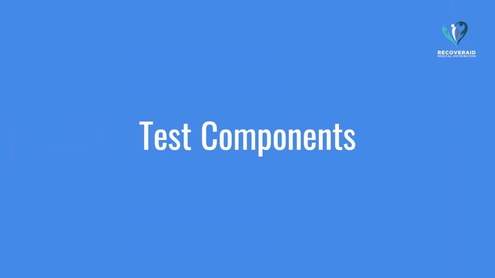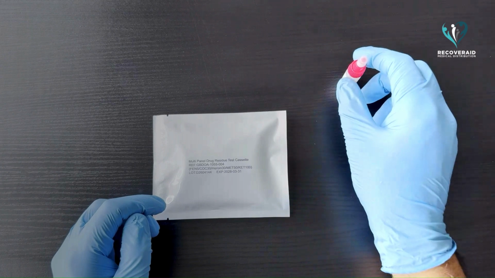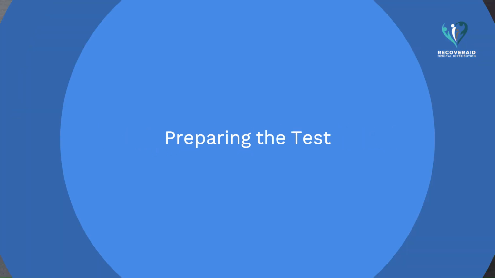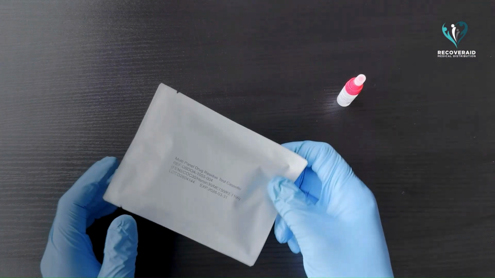To perform the test, put on a pair of disposable gloves and ensure you have the included buffer bottle and test cassette ready. First, open the pouch and remove the test cassette.